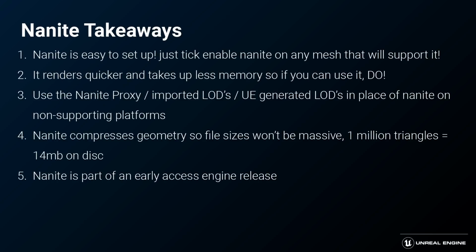Remember, Nanite is super easy to set up, just a tick box and that's it. It will work on any mesh that will support it. It renders quicker and takes up less memory, so if you can use it, do. You can use the Nanite proxy, imported LODs, or UE generated LODs in place of Nanite for non-supporting platforms, so your game will work across any platform that you distribute onto. Nanite compresses geometry, so file sizes won't be massive. 1 million triangles is about 14 meg on disk.